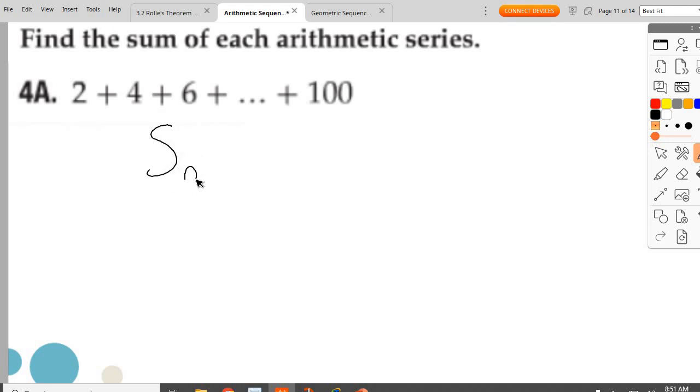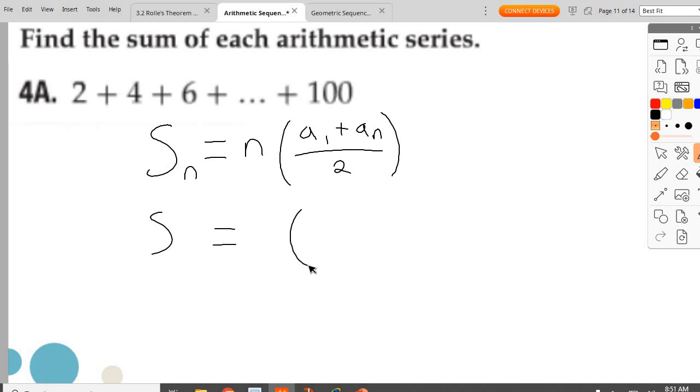S sub n equals n times a sub 1 plus a sub n, over 2, divided by 2. Alright. So now let's think through. You can do this one of two ways. Okay? We know what our a sub 1 and our a sub n are. Our first term is what? 2. Our last term is 100.